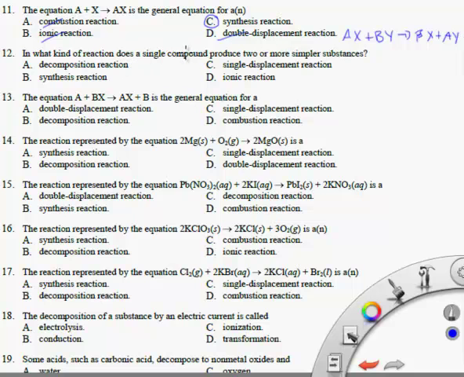What kind of reaction does a single compound produce two or more simpler substances? That is our decomposition reaction. Synthesis was just given, single displacement was given with question number 10. Ionic reaction, again, just bogus. The equation A plus BX yields AX plus B. That is our example of a single displacement reaction.